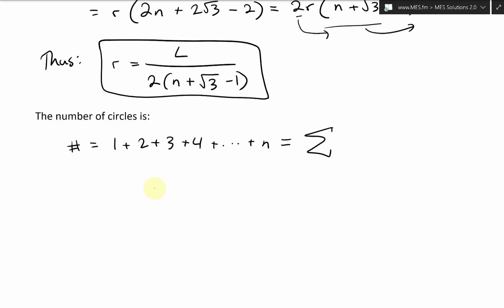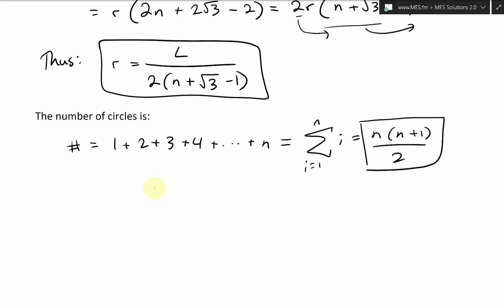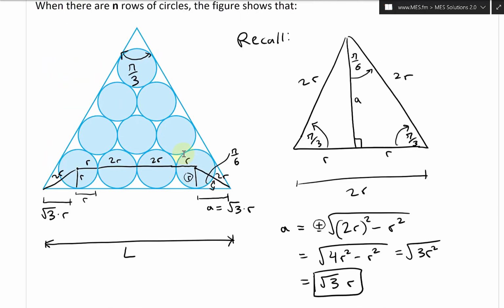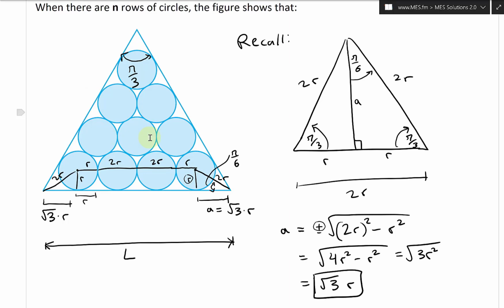This is the sum from i equals 1 up to n of i. So the sum of positive integers. This just equals n times n plus 1 over 2, as per my earlier video. So that's the number of circles. And here for n equals 4, we'll have 4 times 5 divided by 2. Well, that'll just be 10. And we can count that here: 1, 2, 3, 4, 5, 6, 7, 8, 9, 10.